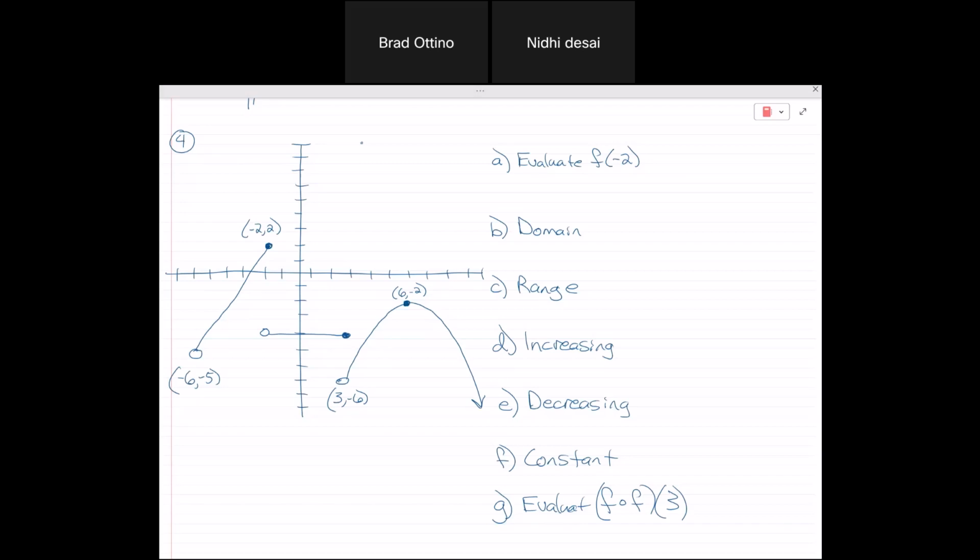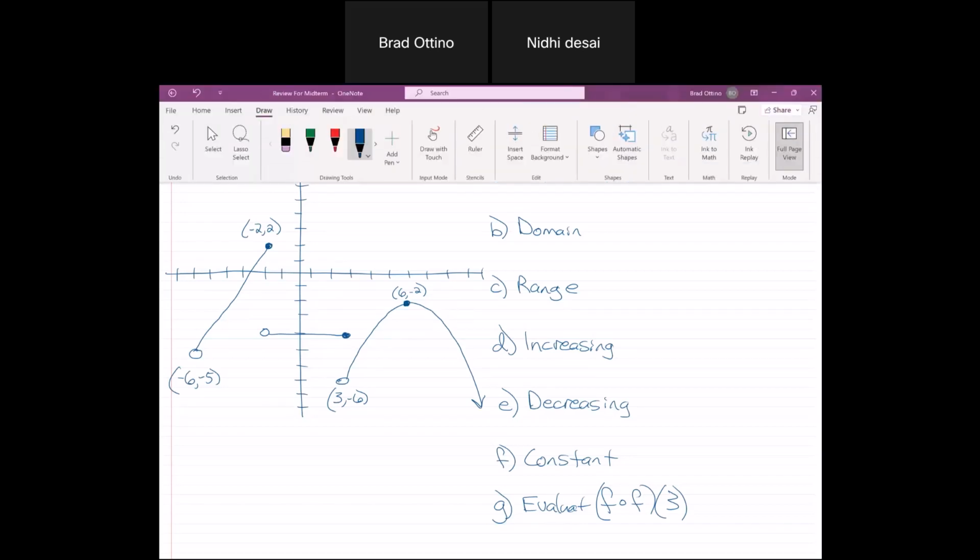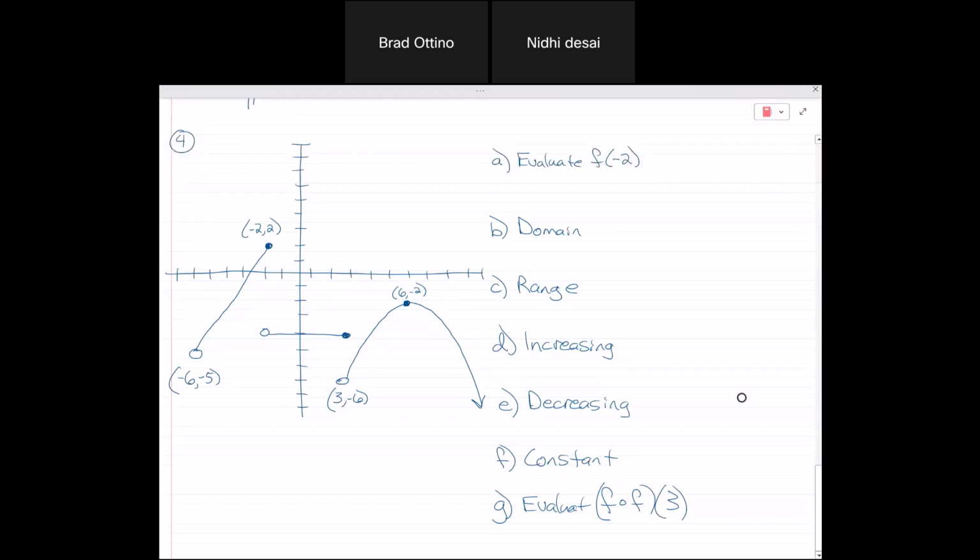All right, so first problem says, what's f of negative 2? What that means is, what's the y value when x is negative 2? Negative 2 is right here.